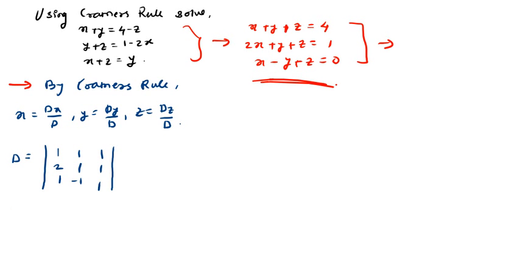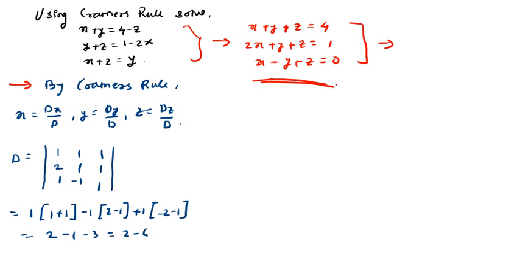So solving this determinant, this will be 1 into 1 plus 1, minus 1 into 2 minus 1, plus 1 into minus 2 minus 1. So this will be 2, this will be minus 1, and this will be minus 3. So this will be 2 minus 4, which is minus 2. Now the next thing is to find the value for dx.